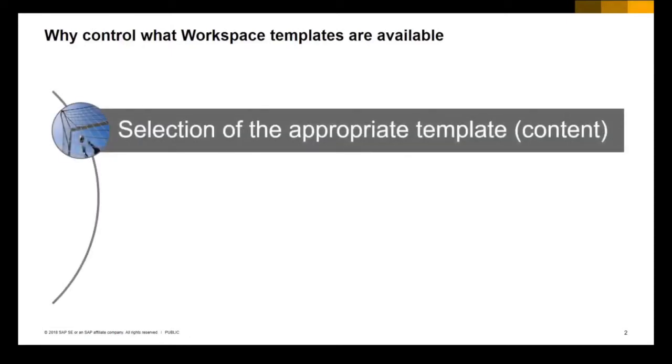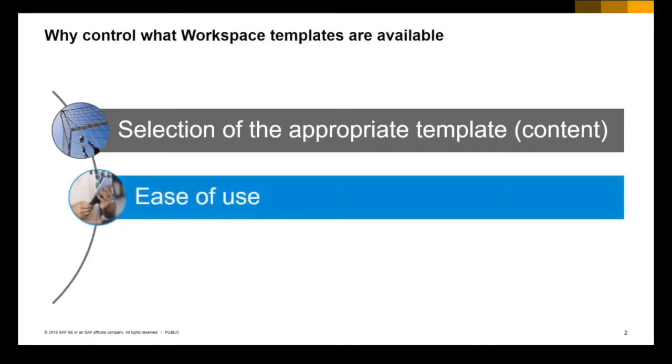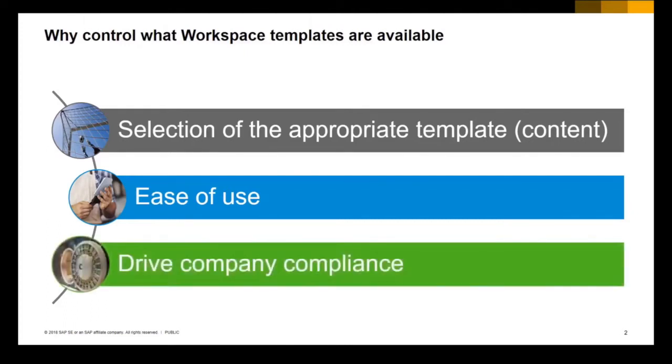First, by driving the right selection of the appropriate template, users then have the right information in front of them, whether it's for their department, for their category, or for their region. Which leads into the second point of ease of use. Your sourcing or contracts managers do not have to go through a list of different workspaces to figure out which one they need to select. Rather, the decision is made for them already based on what they're trying to accomplish.